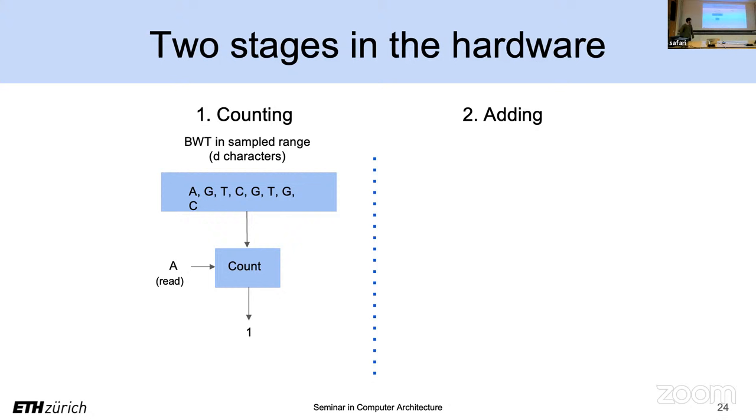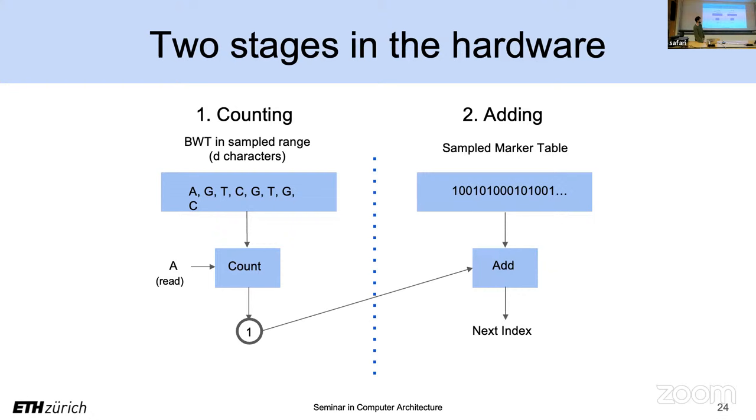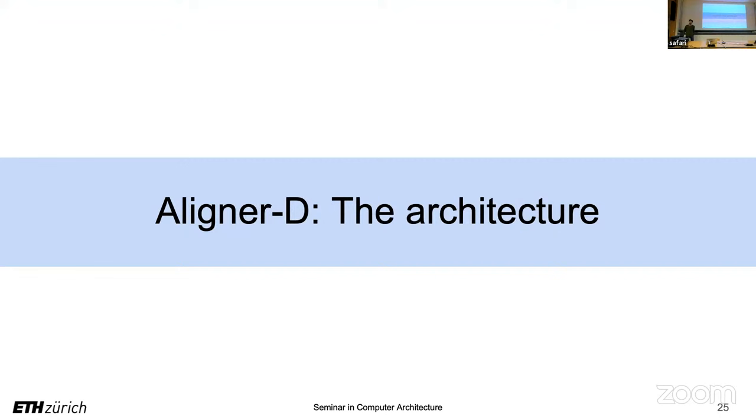So I get a read and I get this BWT in the sample range. I count how many I find. There's only one A. And then I add this with the value I have in the table. And that gives me the next index. So our job now is to put this in the hardware. That was the job of the authors, but I will present it.